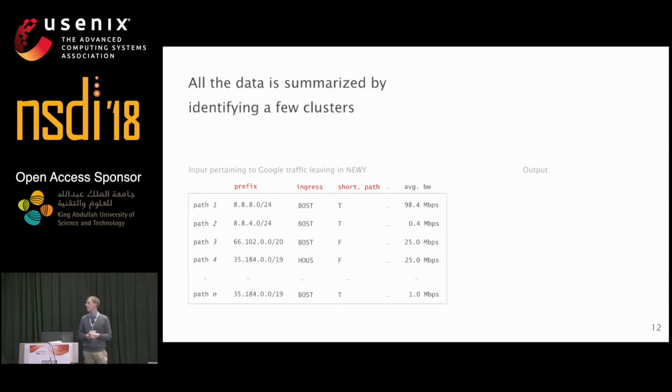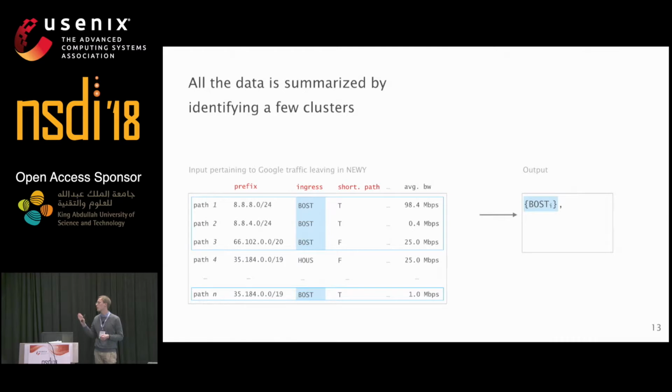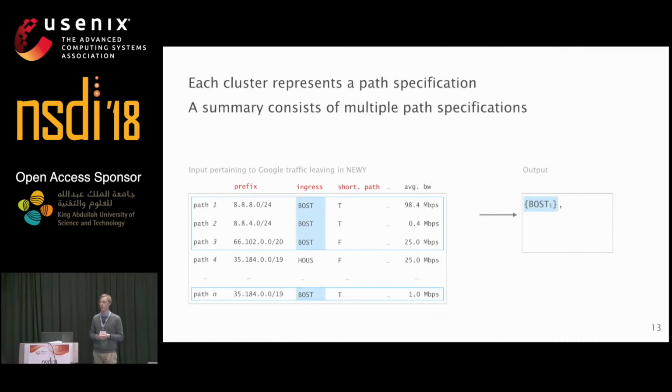So in here, for example, we could pick the group of paths which share the ingress, all the paths which have ingress Boston. And this leads us to the following cluster. In the paper, we call this cluster a path specification. And the path specification basically consists of a set of feature values. In this case, it's ingress Boston.